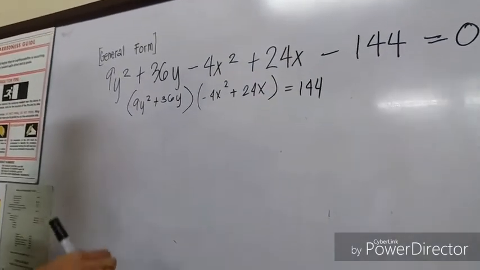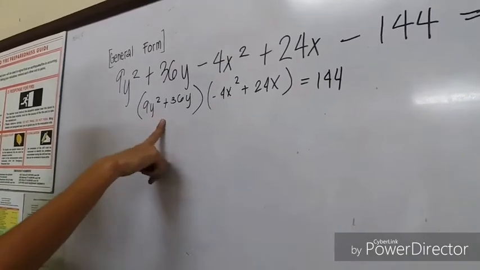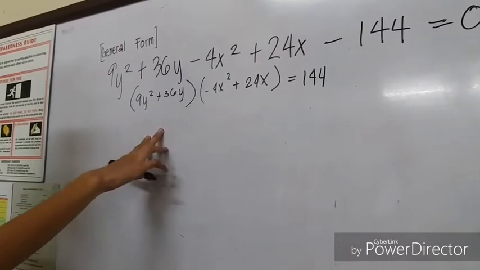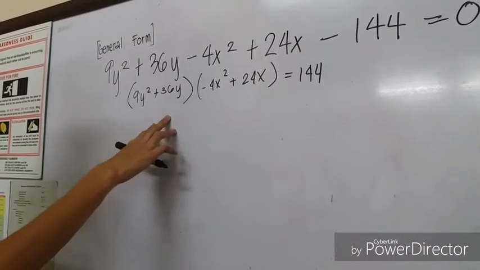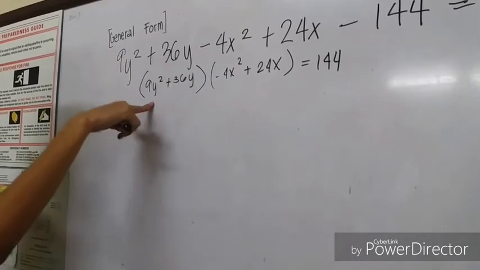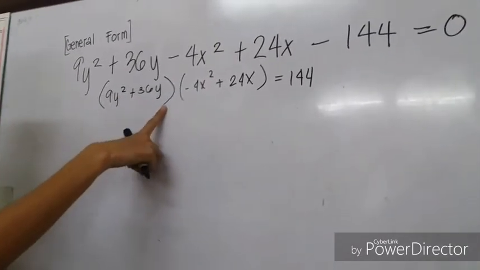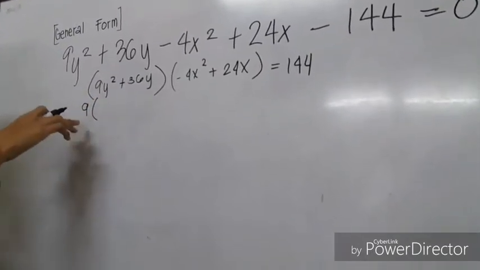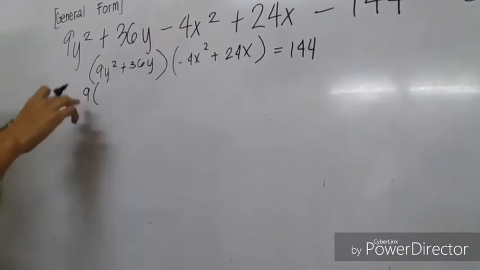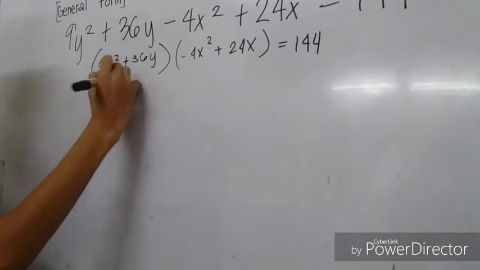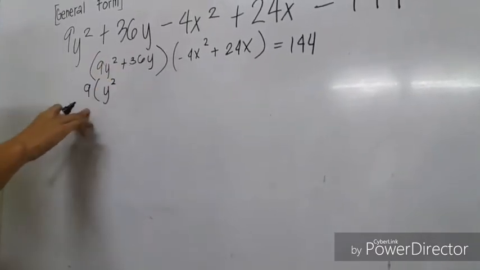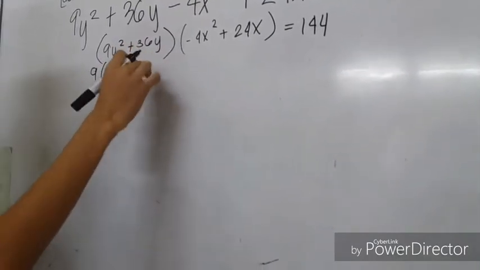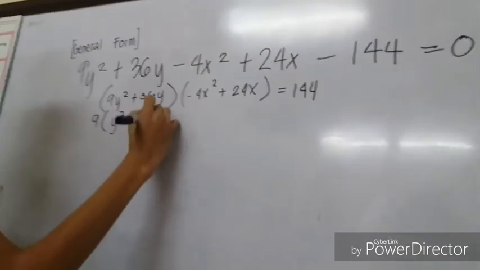The next step, to easily determine the values inside the parentheses, we must factor out the values inside the parentheses. So when we factor 9y squared plus 36y, we could use positive 9. So 9y squared divided by 9 is equal to y squared. Then 36y divided by 9 is equal to positive 4. Then we copy the variable y.